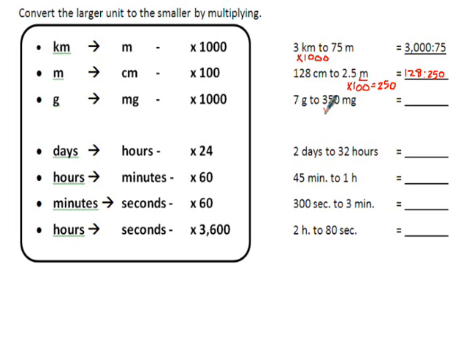Seven grams to 350 milligrams needs to have milligrams instead of grams, so we'll times that by 1,000, which gives us 7,000 milligrams. And now our ratio is 7,000 to 350.